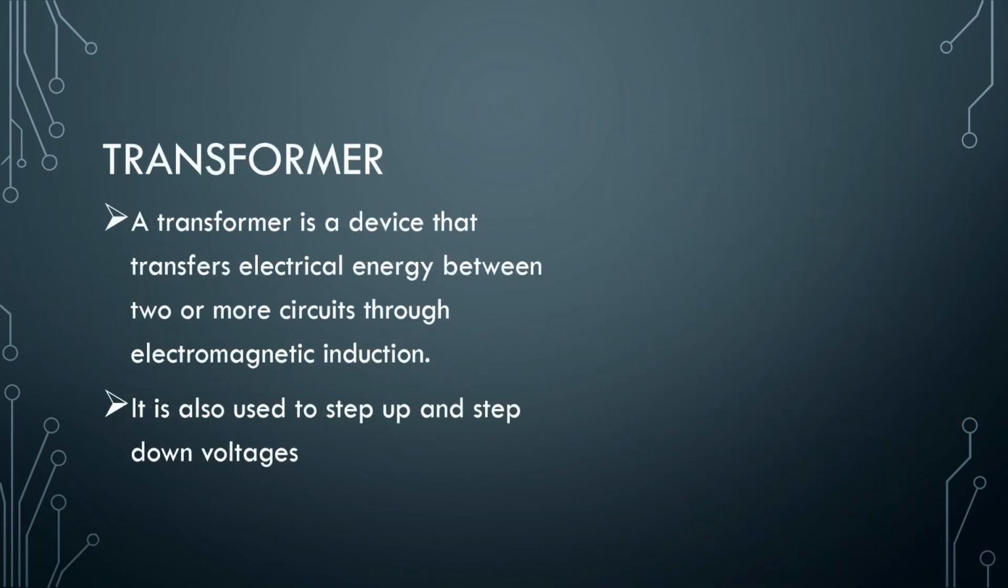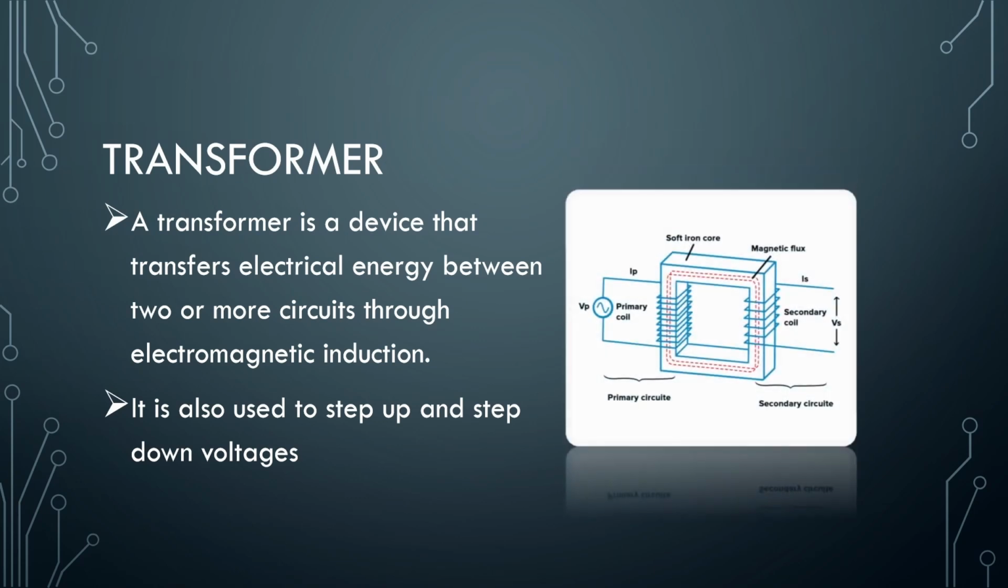The next component is the transformer. It is an electrical device that is used to transfer electrical energy between two or more electric circuits through electromagnetic induction. It changes the voltage level in AC circuits. So, how does a transformer work?